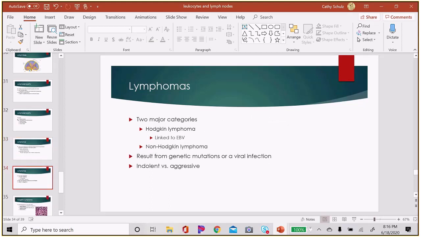There are two major categories of lymphoma: Hodgkin's lymphoma and non-Hodgkin's lymphoma, that are likely related to exposure to environmental agents that lead to genetic mutation, chromosomal abnormalities that are inherited, or viral infections like we talked about, Epstein-Barr.